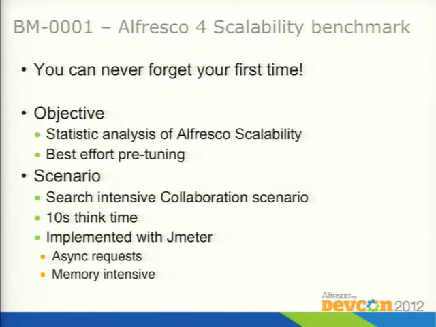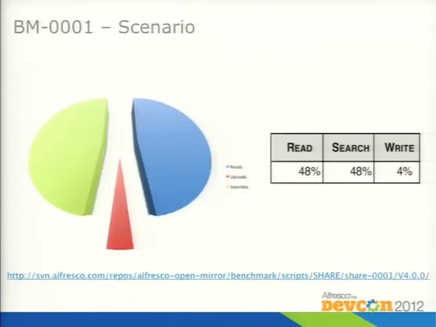So the objective of BM001 was really to do a statistical analysis on scalability. So the idea was, let's tune the platform best effort before, as much as we know that we can make it scale, but do not change it between the different data points. Meaning, let's see with the predefined tuning where we can get to and how the performance of Alfresco and the load on the different tiers will be impacted by this. Yeah. Obviously, we will see that actually the scenario was really, really search intensive.